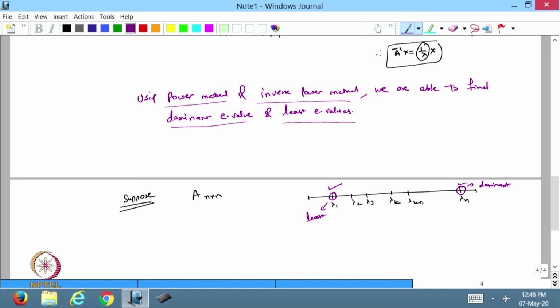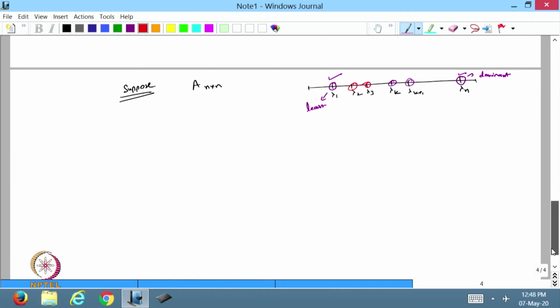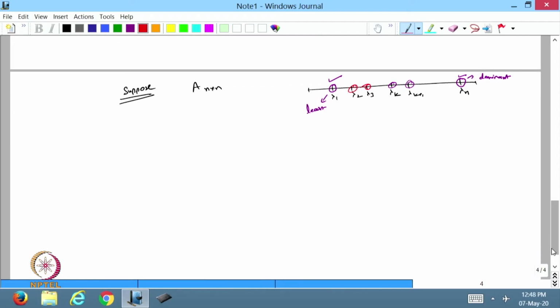Now, what will happen if I want to find one in between? Suppose I want to find this value. I cannot use my power method or the inverse power method to find the eigenvalues in between the maximum and the minimum. So, what can I do? For this there is another very important method, called the shifted inverse power method.